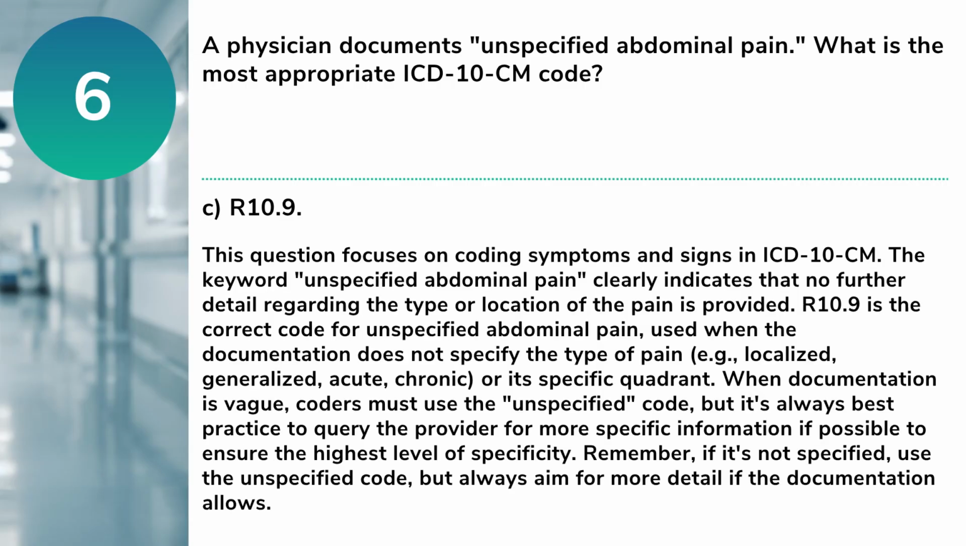Answer: C. R10.9. This question focuses on coding symptoms and signs in ICD-10-CM. The keyword unspecified abdominal pain clearly indicates that no further detail regarding the type or location of the pain is provided. R10.9 is the correct code for unspecified abdominal pain, used when the documentation does not specify the type of pain, e.g., localized, generalized, acute, chronic, or its specific quadrant.